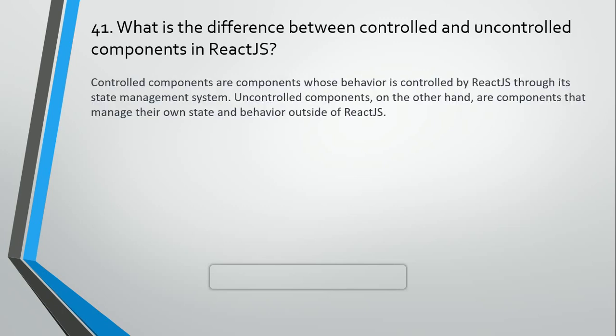What is the difference between controlled and uncontrolled components in React.js? Commonly asked question in the interviews. So look, controlled components are components whose behavior is controlled by React.js through its state management system.